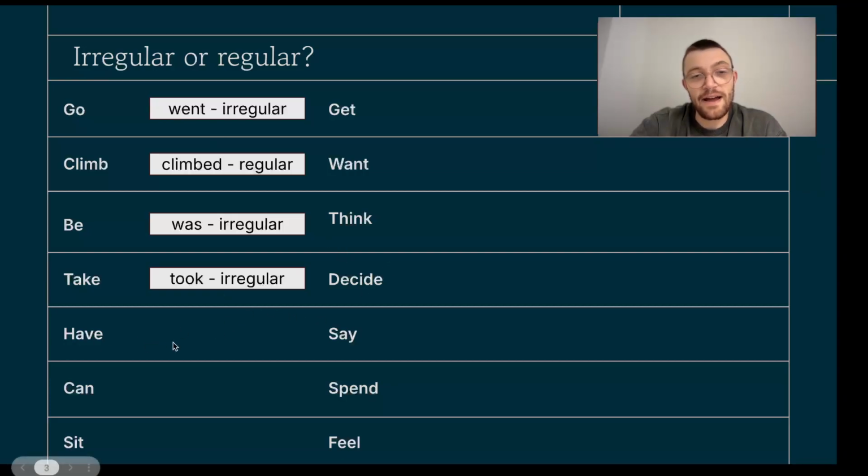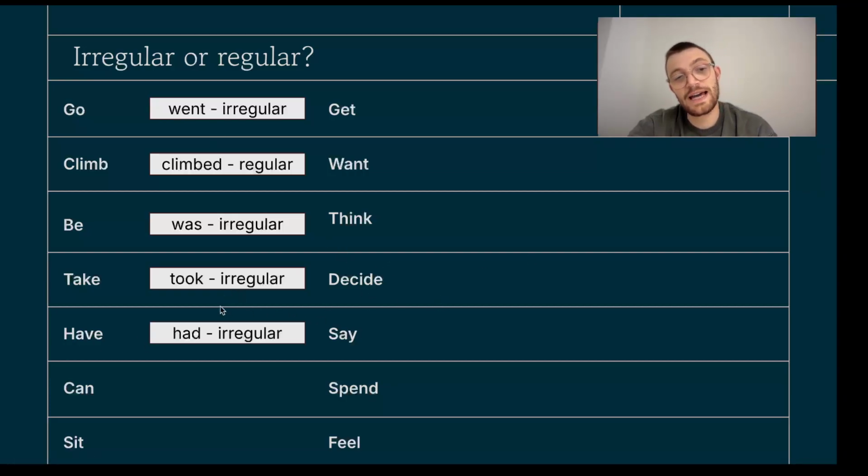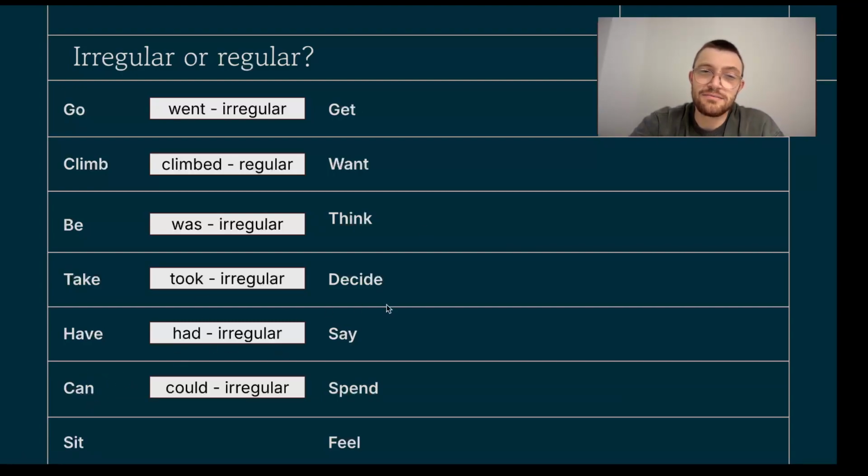The next one here, have. Have is irregular. We got had. I had an ice cream for lunch. It's not true. That would be very unhealthy. Okay, the next one, can. In the past tense is could. This one is irregular. When I was 6 years old, I could tie my shoelaces. I can tie my shoelaces now as well, but I could do it when I was 6 years old.